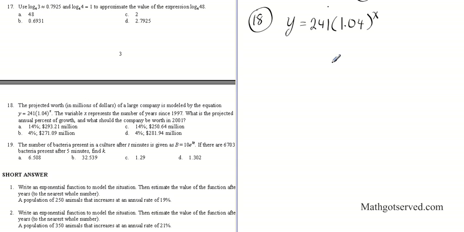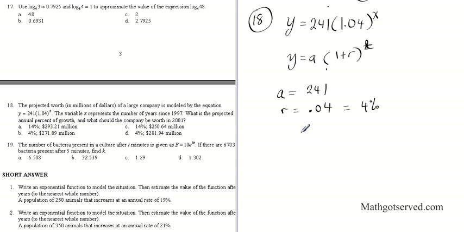Okay, so I want to find the r first. So let's write down the general formula, which is y equals a times 1 plus r to the t. The initial amount, starting amount A, is 241 million. The rate is what you're adding to 1, right? So what are we adding to 1 here? We're adding 0.04 to 1. 0.04 is the same thing as 4%.